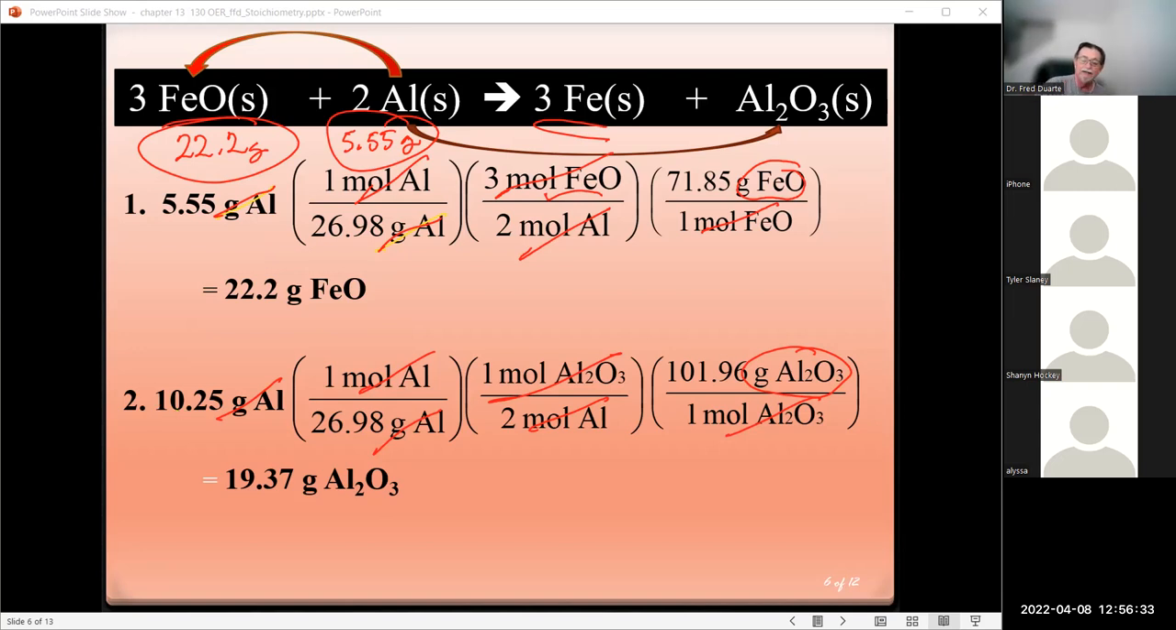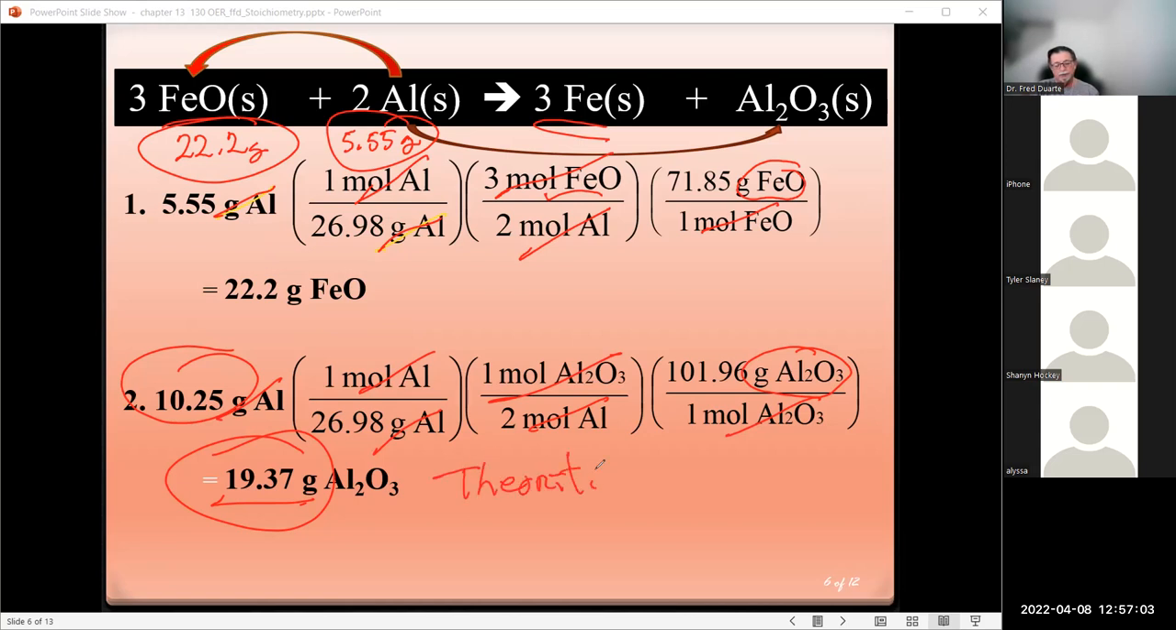Okay, and this, by the way, is what we call the theoretical yield. What this means is this. Theoretically, if I start off with 10.25 grams of aluminum and enough iron(III) oxide, I should make 19.375 grams of aluminum oxide. And that is what we call our theoretical yield.